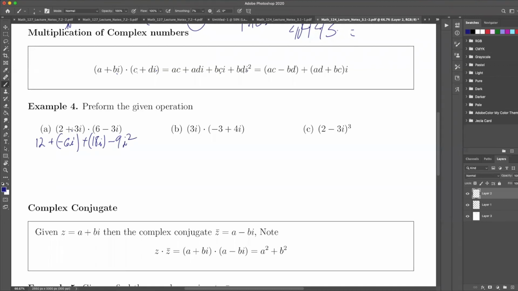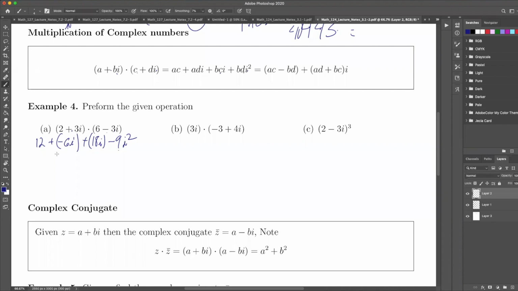So here I'm just FOILing. 2 times 6 is 12. 2 times -3i is -6i. 3i times 6 will give me 18i, and -3i times -3i will give us -9i squared. So let's just simplify this.